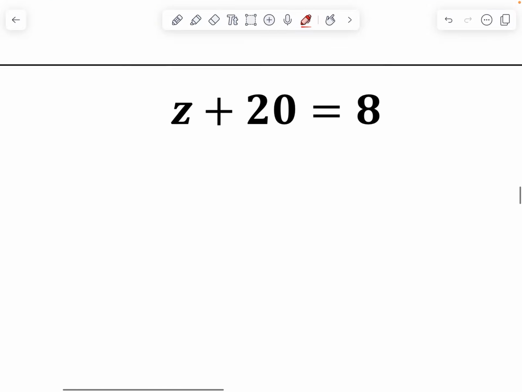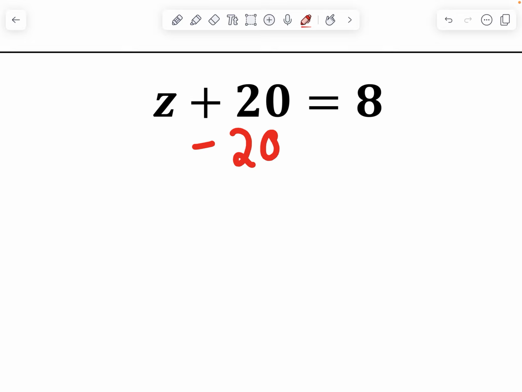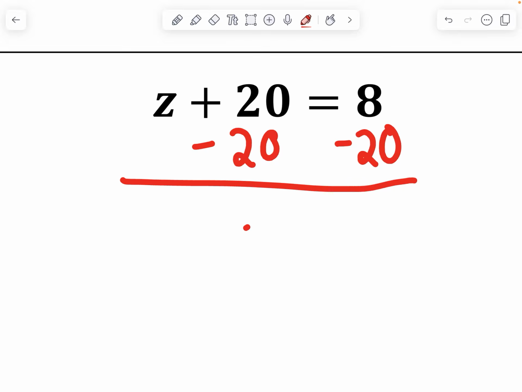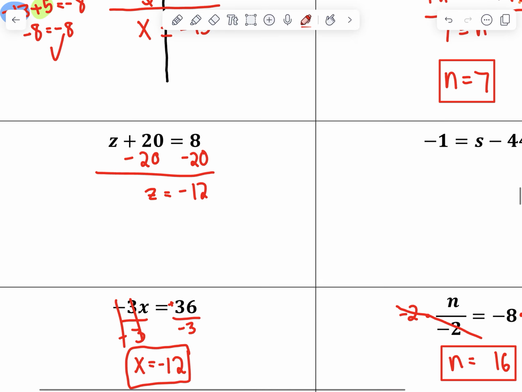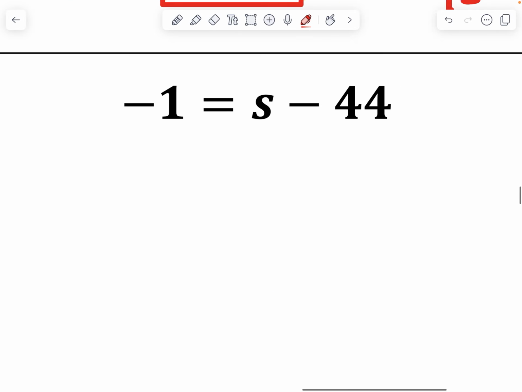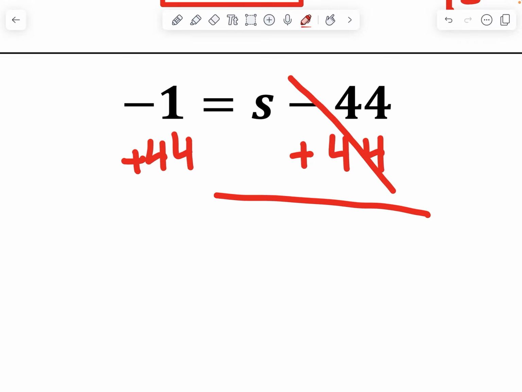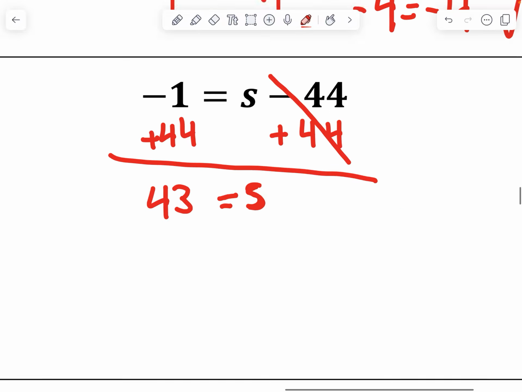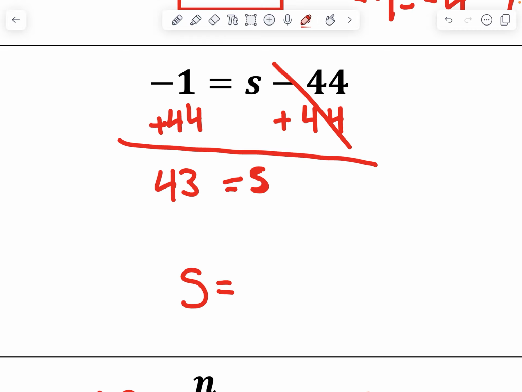Alrighty, so you should have subtracted 20 on both sides here because it is the inverse operation to get z equals -12. And on this one, to get the s alone, we would have to get rid of the -44 by adding 44 on both sides. That way those cancel. Your s is the remaining thing on the left side. And -1 plus 44 is really just 44 minus 1, which is 43. But make sure you rewrite it with your variable first. So s equals 43.